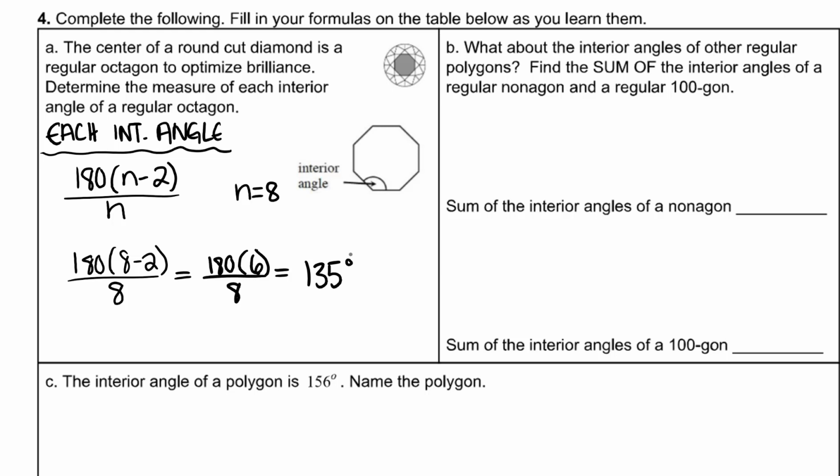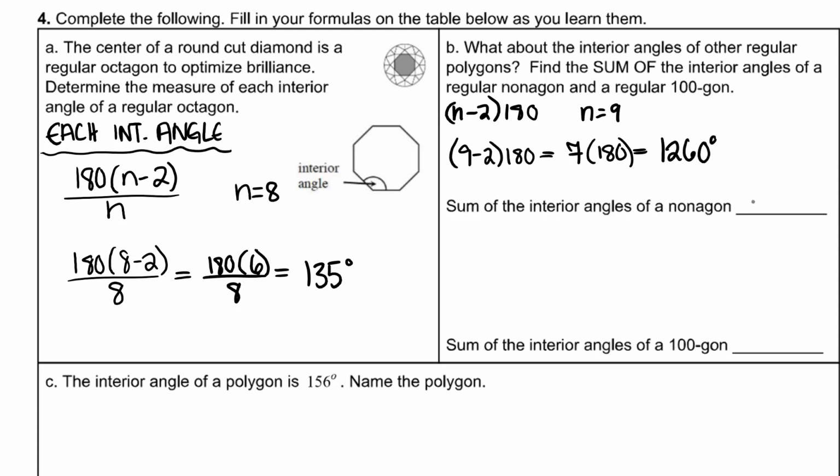What about the interior angles of other regular polygons? Find the sum of the interior angles of a regular nonagon and a regular 100gon. We have a formula for the sum of the interior angles, and it's n minus 2 times 180. So all we have to do is plug in n. A nonagon is a 9-sided polygon, so n is equal to 9. 9 minus 2 times 180 is 7 times 180, which is 1260. The sum of the interior angles of a nonagon is 1260 degrees.